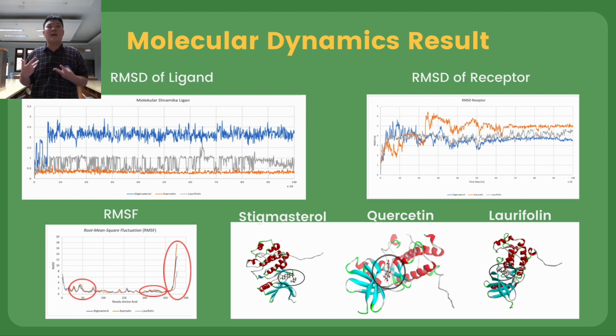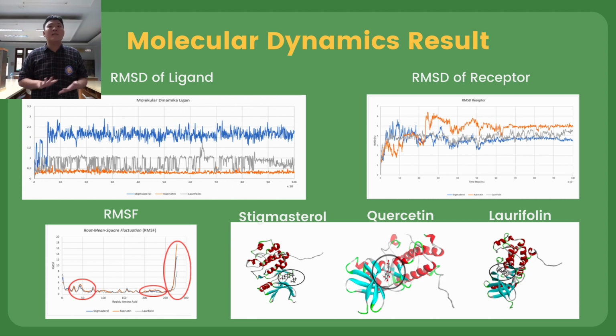There are 3 key graphs that we're going to discuss, which are the RMSD of ligand, RMSD of receptor, and the RMSF. We have 3 colors: orange, which means quercetin, gray, which means laurifolin, and blue, which means stigmasterol. From the RMSD of ligand, we can see that quercetin is the lowest and the most stable compared to the other compounds. From the RMSD of receptor, quercetin further proves this, where it is located above 5 angstrom and is the highest compared to the others. And lastly, in the RMSF, we can see that quercetin is the lowest in the N terminal, but the highest in the C terminal.